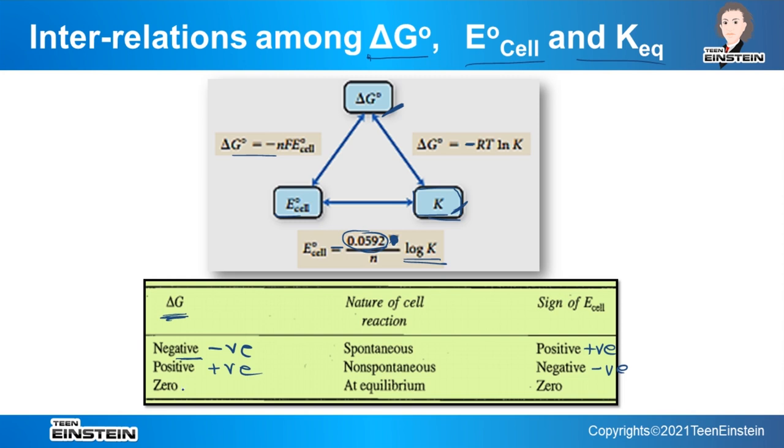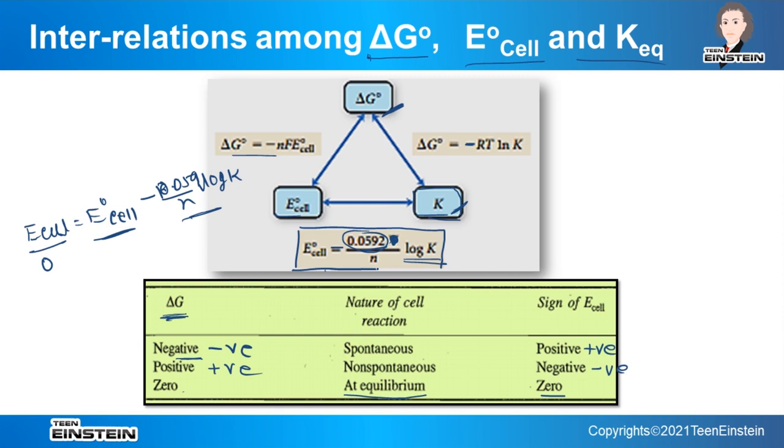And another condition is ΔG is 0, and that is possible only at equilibrium. Because when this is 0, then E is also 0. And remember, when E cell is 0, from this relation, what we have seen, 0.059 by n log K. So when this is 0, then E°cell will be equal to this value, which is basically this relation. So this relation is only at equilibrium, because it is the equilibrium constant.